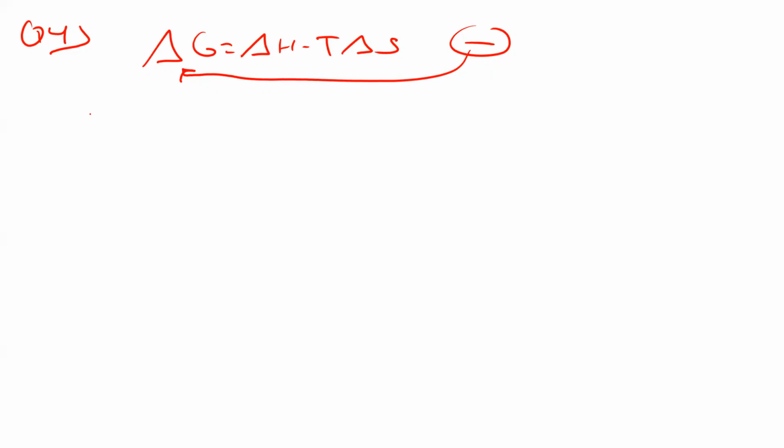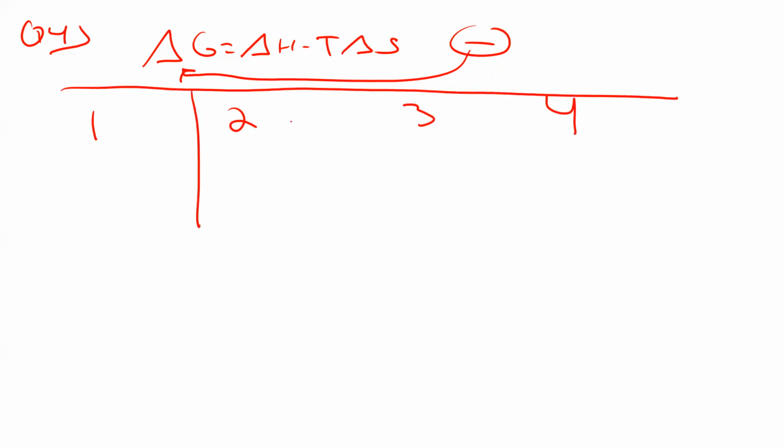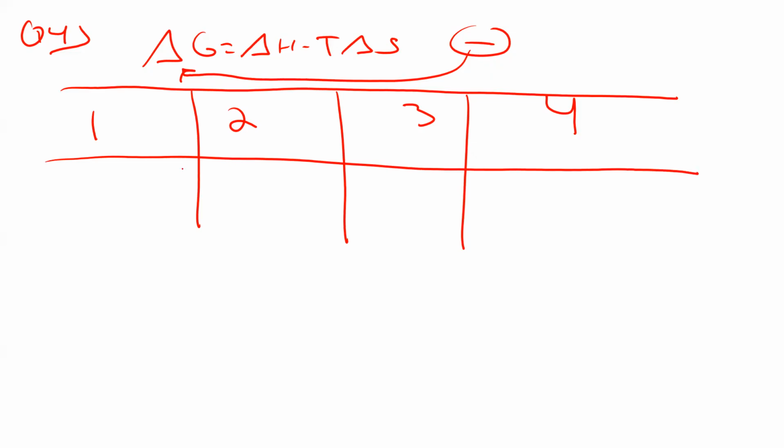So there's 4 different categories: category 1, category 2, category 3, and category 4 across the board, and we're just going to label them like that. So category 1 says spontaneous as written at all temperatures. So if your delta H is negative, well, that's going to make delta G negative. If your delta S is positive, a negative times a positive is a negative, so that needs to be positive.